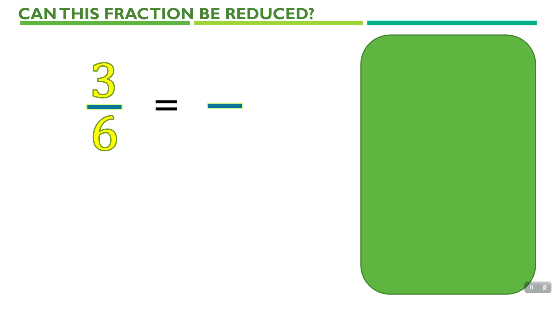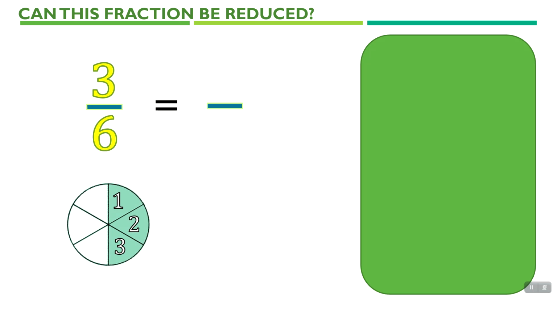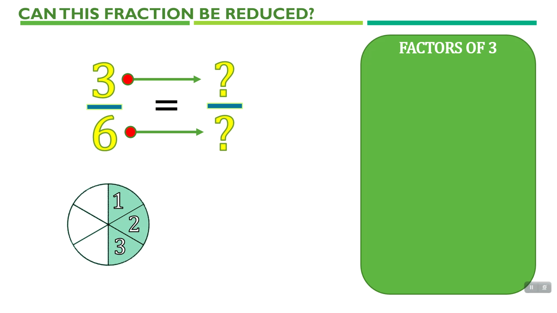Can this fraction be reduced any lower? We can represent 3 over 6 in this way, 1, 2, 3 out of 6 parts. Is there a number that we can divide 3 and 6 by to give us new numbers as a new fraction? First, we have to list the factors of 3. The factors of 3 are 1 and 3. This is because 1 times 3 is 3, and therefore 1 and 3 are factors of 3.